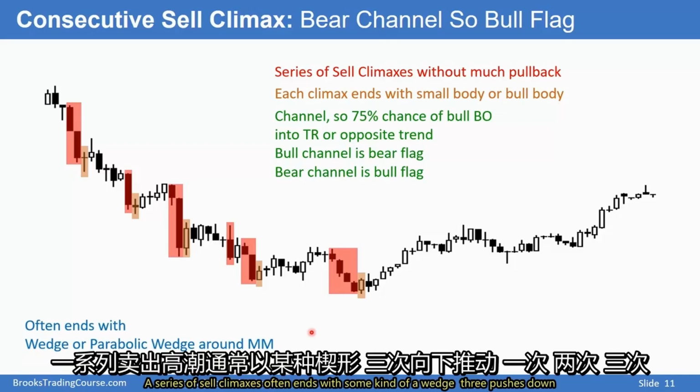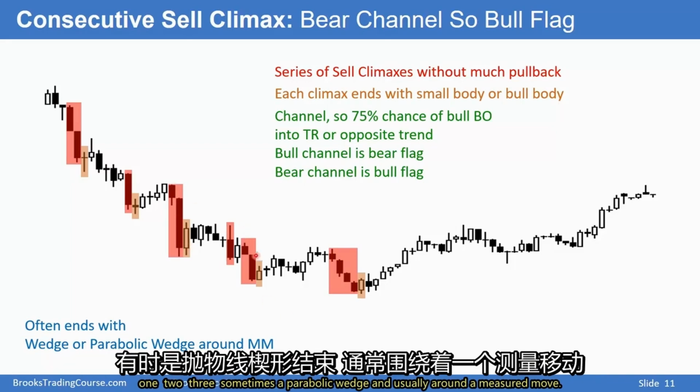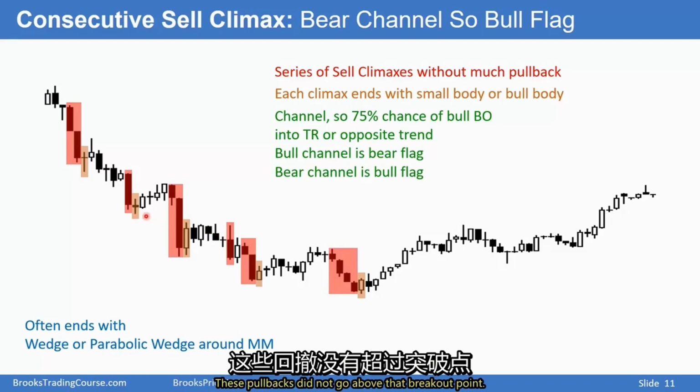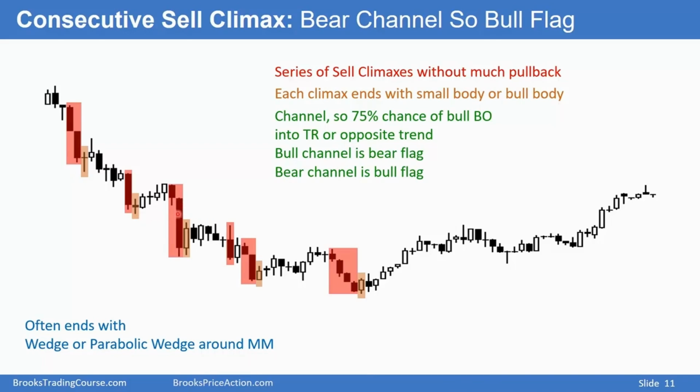A series of sell climaxes often ends with some kind of a wedge, 3 pushes down, 1, 2, 3, sometimes a parabolic wedge, and usually around a measured move. Look to the left. Are there any gaps? We have a breakout here. These pullbacks did not go above that breakout point. This bar might be a measuring gap.